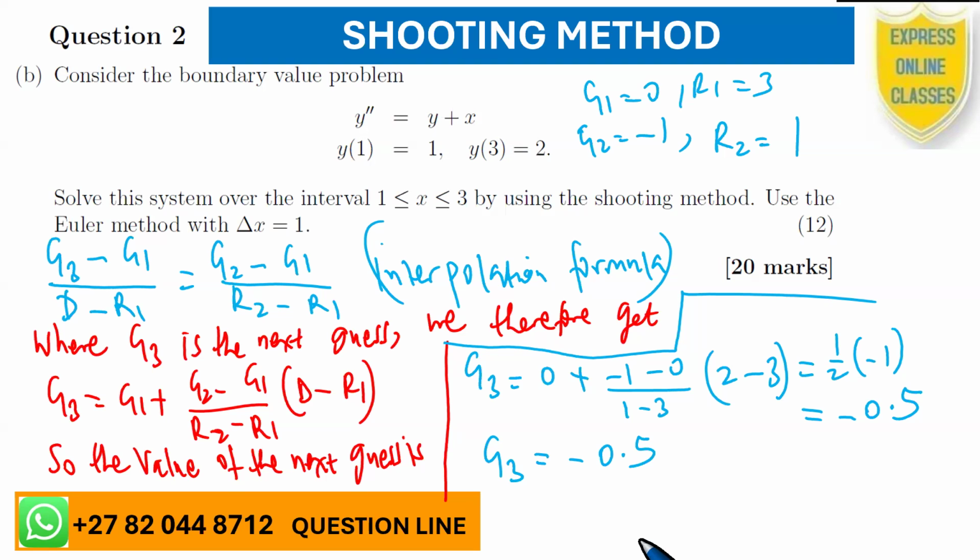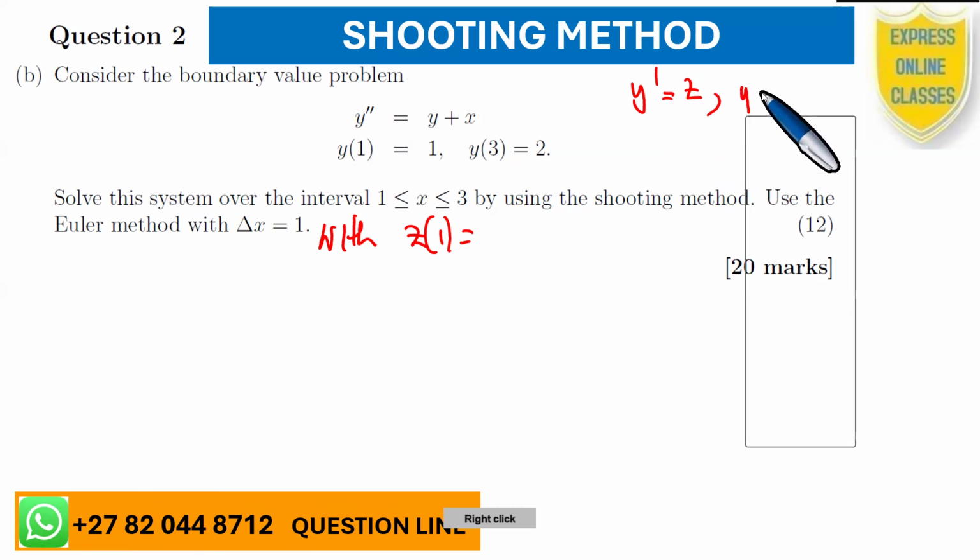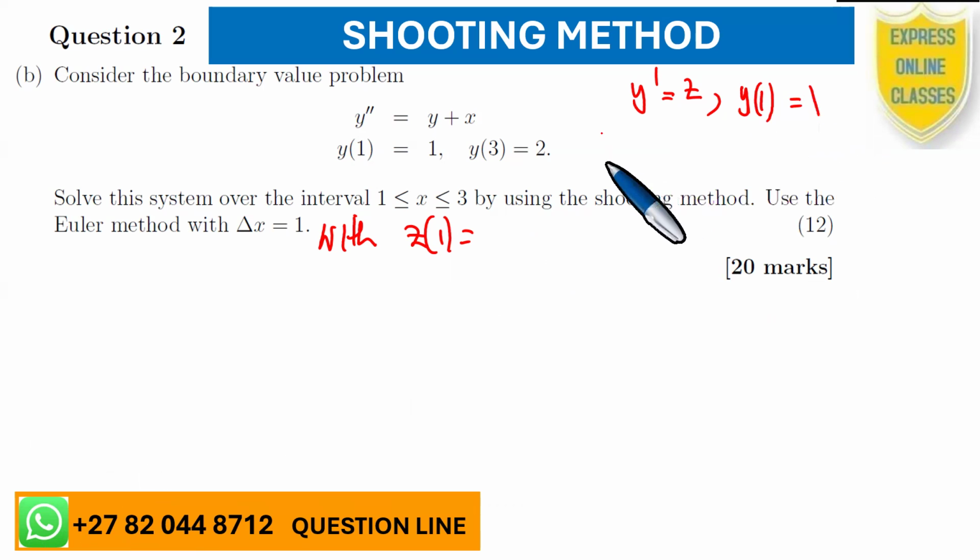But let us continue with our analysis of this. What do we want? So we have guess 3 is minus 0.5. So using the shooting method, with Z D1, why do we start with Z D1 all the time? Because we know that we started with the fact that our Y prime is Z. Like, we said Y prime is Z. So, if it happens that Y prime is Z, Y at 1 is 1.